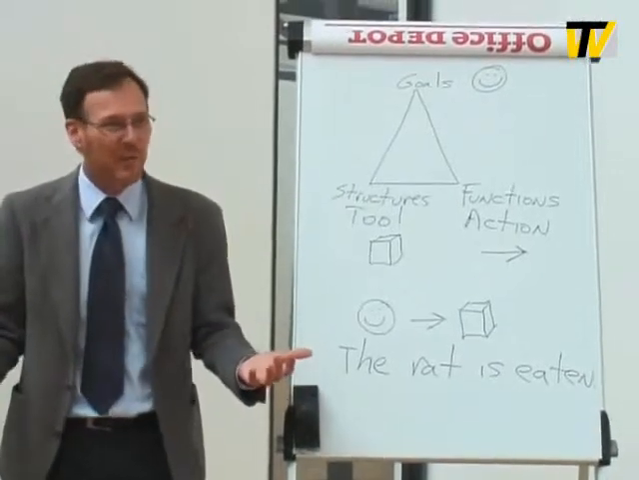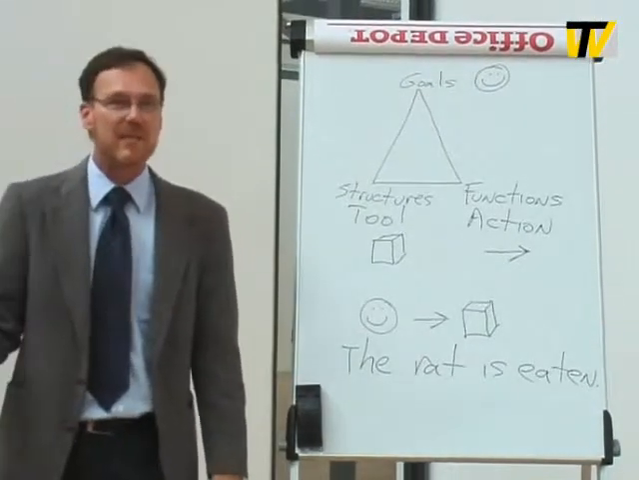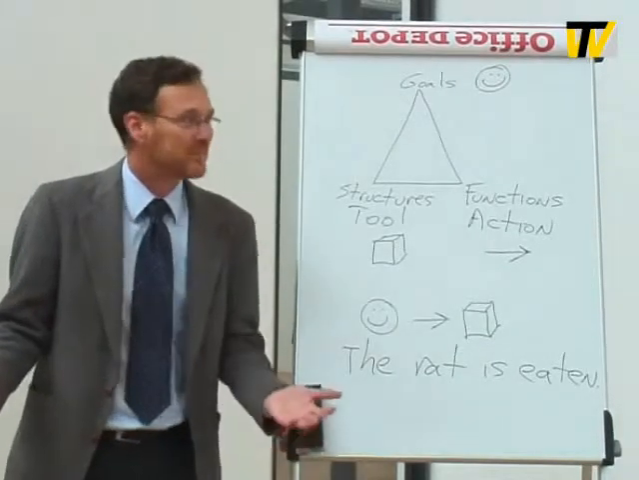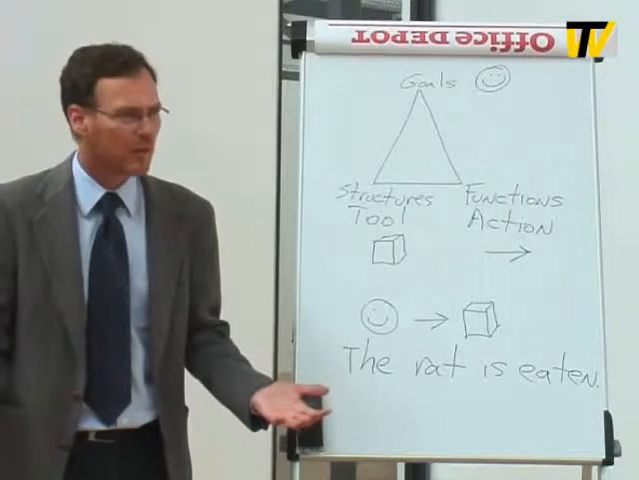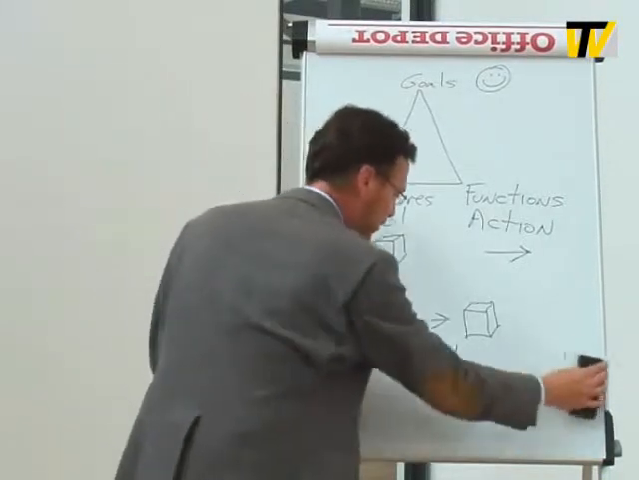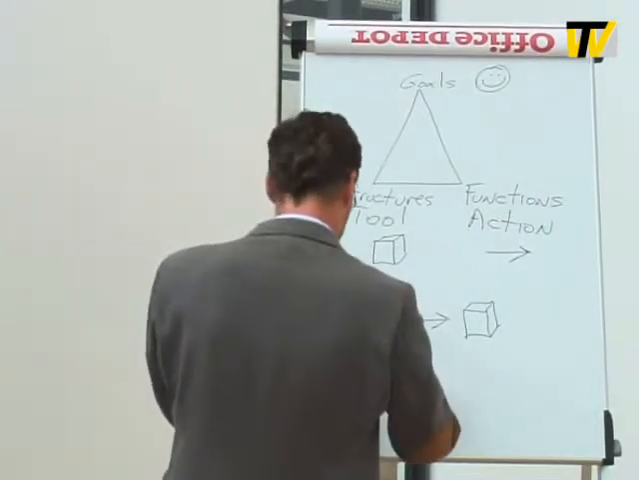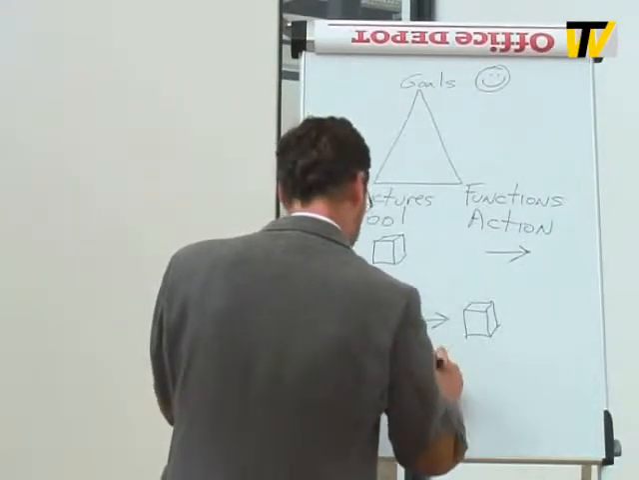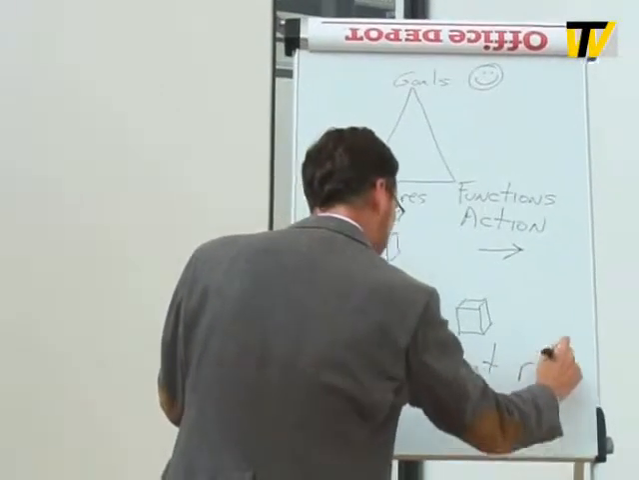Who ate the rat? An example of this would be, the file is saved. Where? What saved the file? You know? So, the pattern we want to use instead is, cats eat rats.